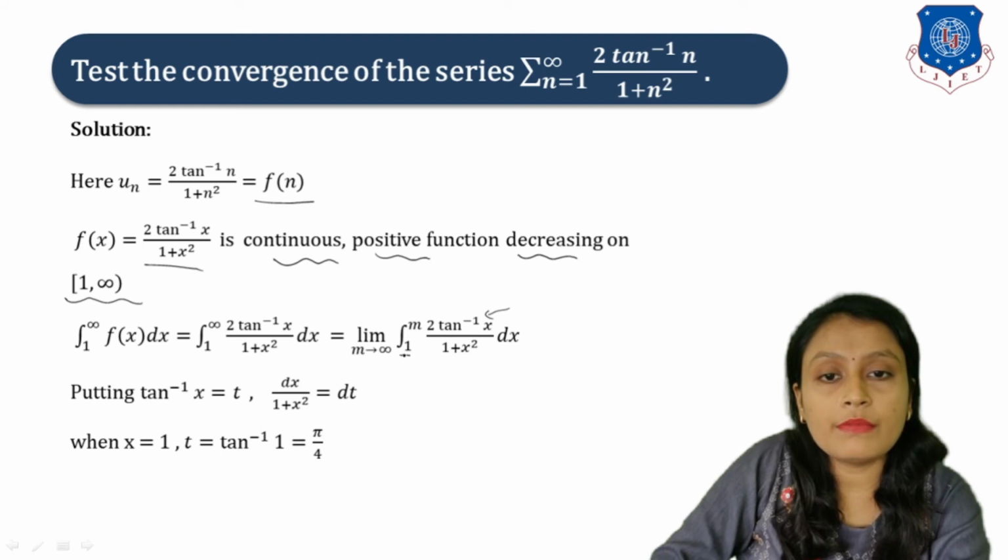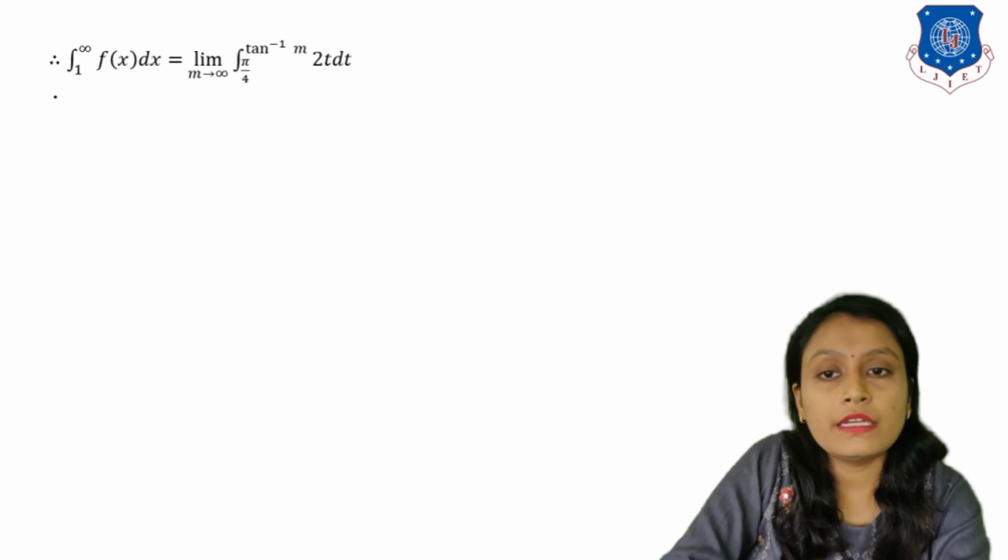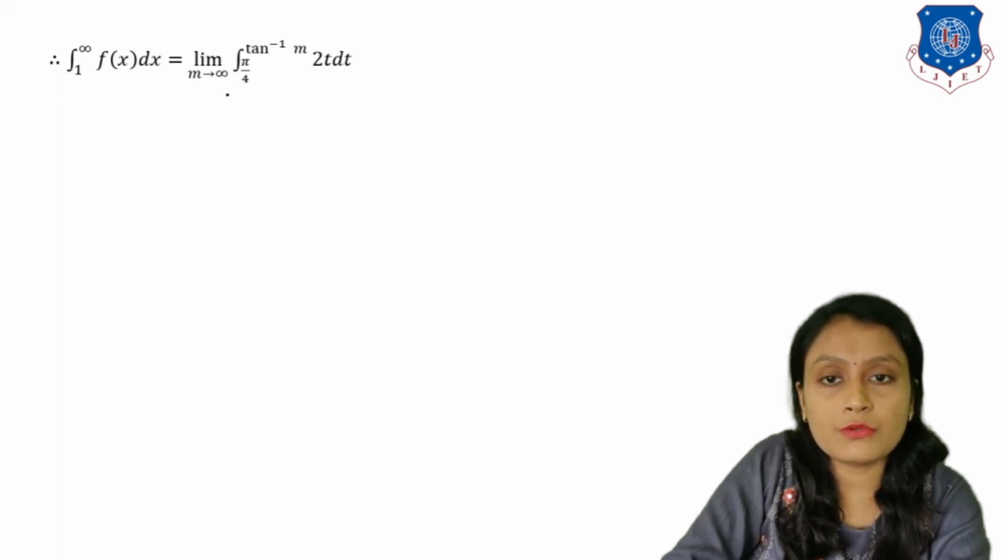So now this is the limit for x, so when x is equal to 1, t will become tan inverse 1. Okay, and we know the answer of tan inverse 1, that is pi by 4. And when x is m, you will get t as tan inverse m. So now we will substitute everything in this integration. So you will get integration 1 to infinite f of x dx is equal to limit m tends to infinite integration pi by 4 to tan inverse m of t dt.